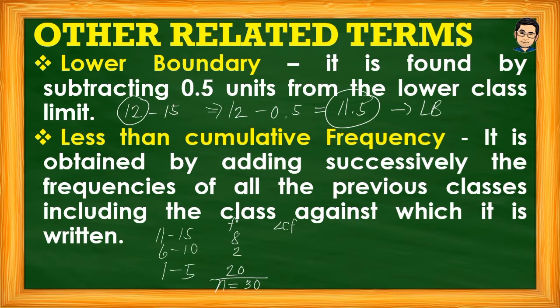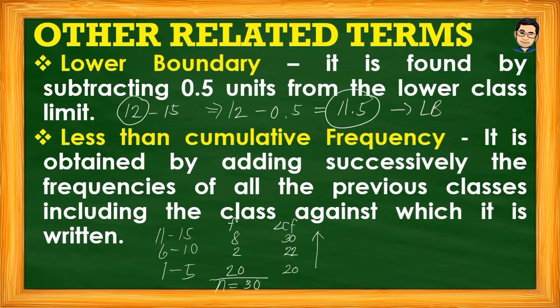So, mag-i-start tayo ng pag-a-add sa pinaka lower class, which is 1 to 5. And then, yung frequency nun is 20. So, we write 20 nun. And then, mag-a-add tayo pataas. So, 20 plus 2, yung frequency ng kasunod na class, that is 22. And then, yung frequency ng susunod na class, 8. So, that is 30. So, how will you determine if your answer is wrong?